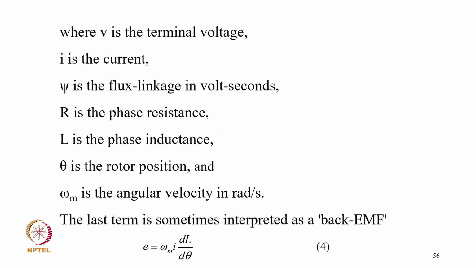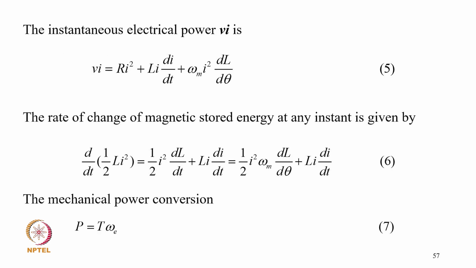Here V is the terminal voltage, I is the current, phi is the flux linkage in volt-seconds, R is the phase resistance, L is the phase inductance, theta is the rotor position, and omega m is the angular velocity in radians per second. The last term is sometimes interpreted as back EMF, equal to omega m I dL/d theta. The instantaneous electrical power is Vi equal to Ri squared plus Li di/dt plus I squared omega m dL/d theta.